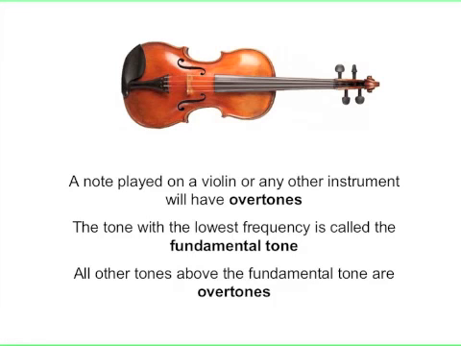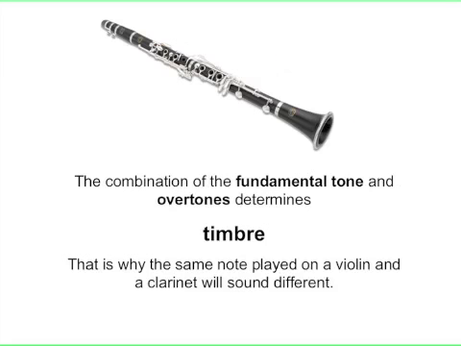But when we start talking about musical instruments, they don't produce just a single tone. They produce not only a fundamental tone, which is the tone with the lowest frequency, so basically the lowest pitch sounding tone, but then also there are overtones that are above the fundamental tone. So a piano, violin, harpsichord, tuba, trumpet, all have both a fundamental tone and overtones.